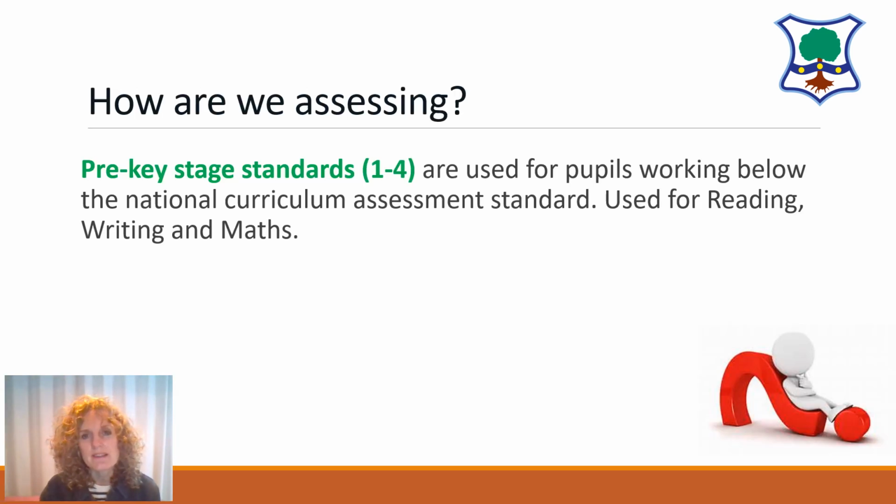So how are we assessing? We use the pre-key stage standards 1 to 4. Mainly we look at level 4 when we are using them for pupils who are working below the National Curriculum Assessment Standard. We use these for reading, writing and maths.